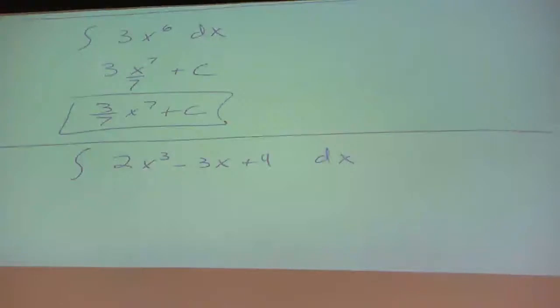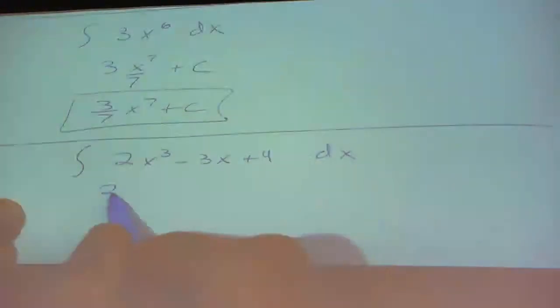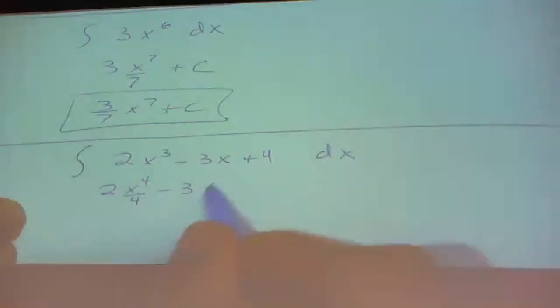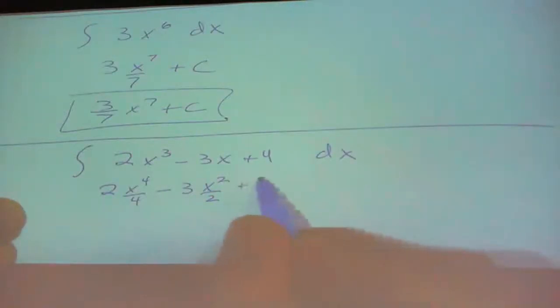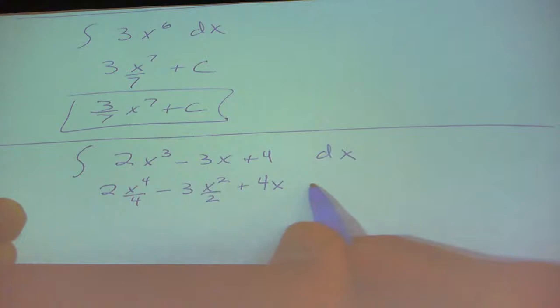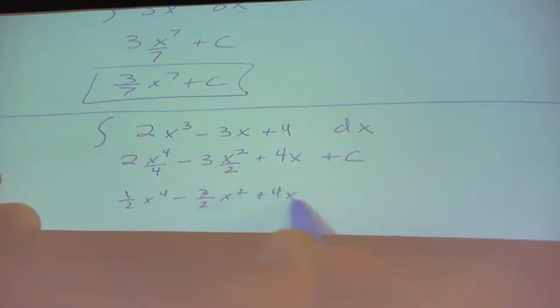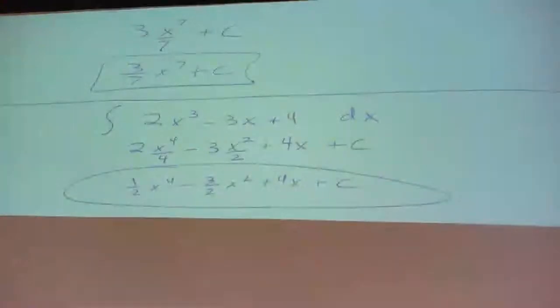Okay, one at a time. Integral of 2x to the 3rd, the 2 stays. Add 1, we get x to the 4 over 4. The minus 3 stays. Add 1, you get x squared over 2. What's the integral of 4? 4x, don't forget a plus c. Now remember, the integral is 2x to the 4 over 4 minus 3x squared over 2 plus 4x plus c. But can we simplify it? Yep, so just like with derivatives, we're going to simplify at the end. We get 1/2 x to the 4 minus 3/2 x squared plus 4x plus c. Questions so far?